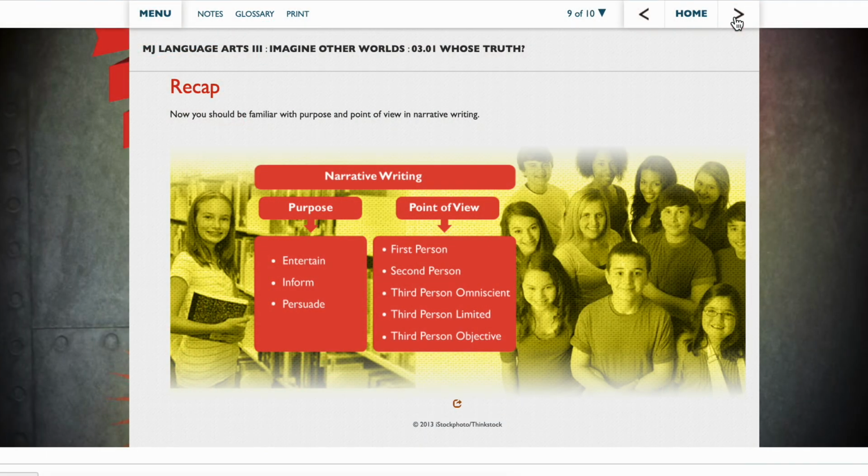Recap. Now you should be familiar with purpose and point of view in narrative writing. Purpose: to entertain, inform, or persuade. Point of view: first person, second person, third person omniscient, third person limited, or third person objective.